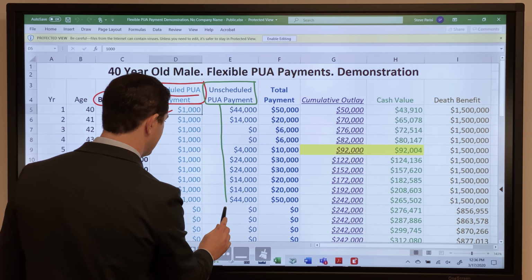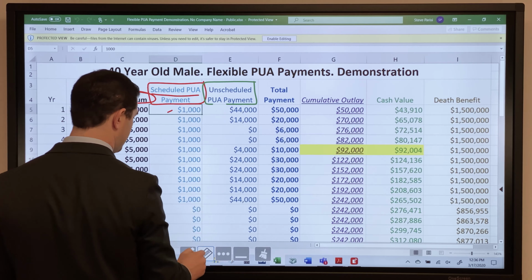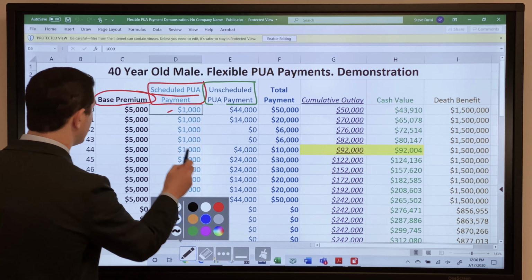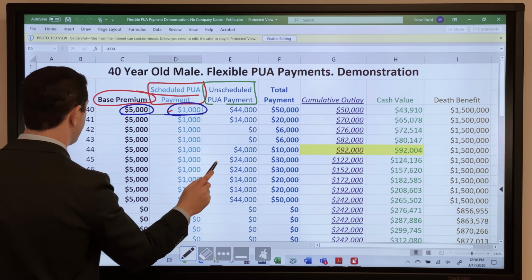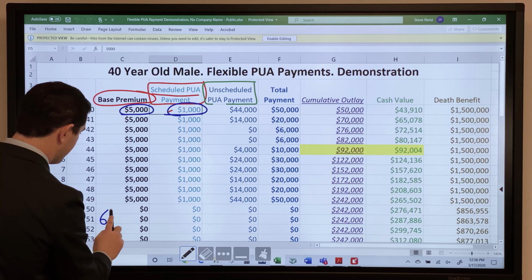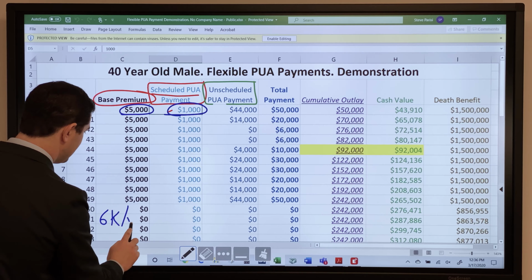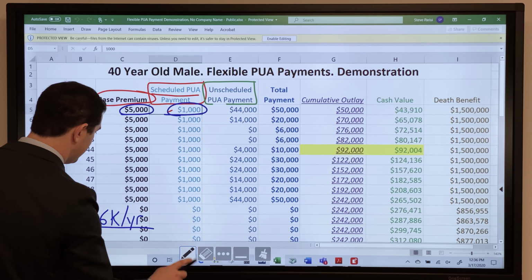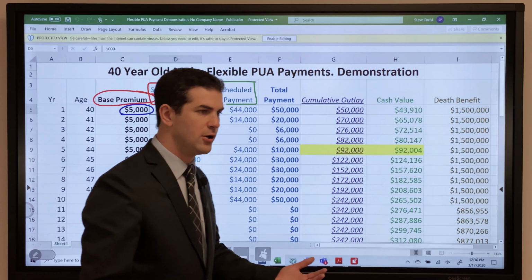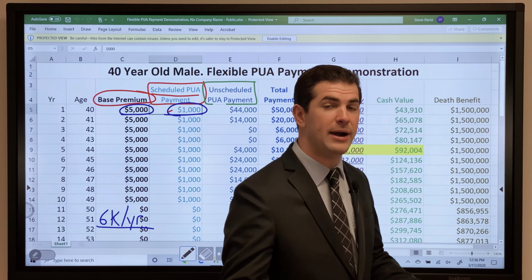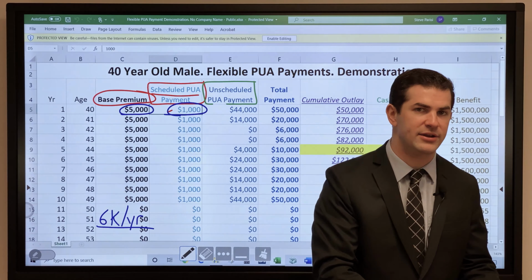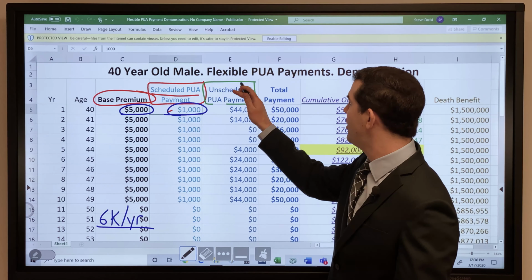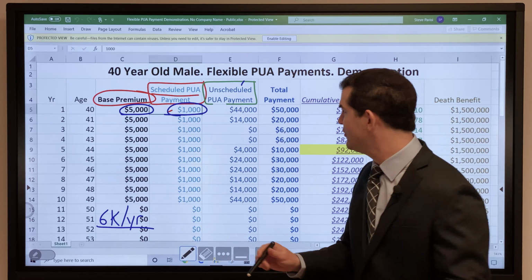So let's back up for a second. What we did here was more or less commit to just $5,000 and the $1,000 scheduled payment. So what this means, the annual bill I receive is $6,000 per year or $500 a month. I can pay the commitment part however I want and add more funds on an unscheduled basis at my leisure.